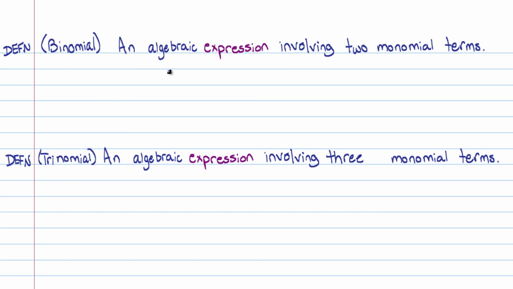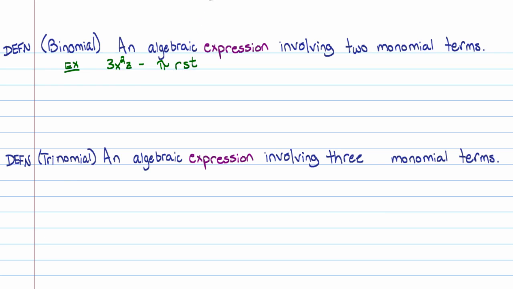Speaking of binomials and trinomials, let's go ahead and define those. A binomial is just an algebraic expression involving two monomial terms, and a trinomial is an algebraic expression involving three monomial terms. Bi means 2, tri means 3. Let's just write a couple examples down of each. An example of a binomial is something like 3x squared z minus pi times rst.